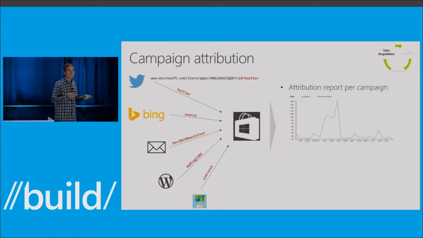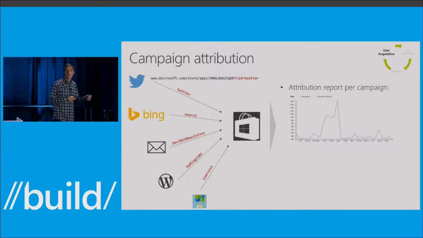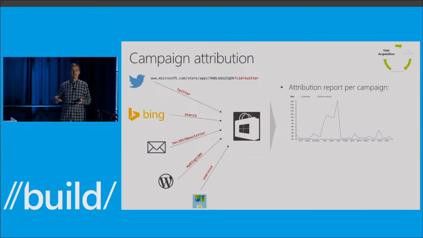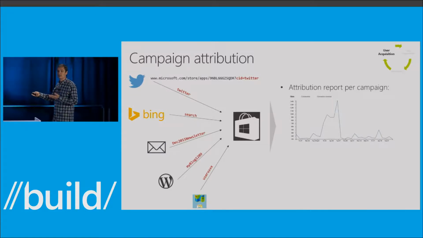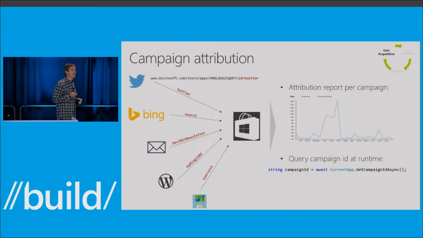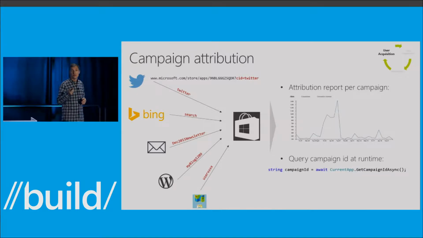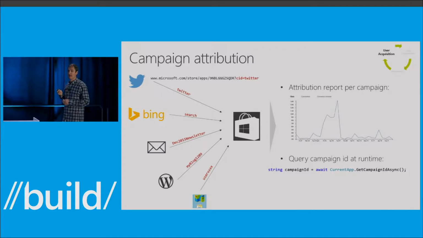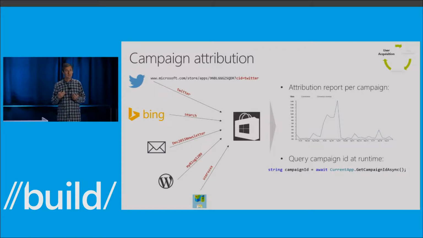By coming to the new Dev Center, you'll then be able to get a detailed attribution report that you can filter by campaign, so that you can know for each one of these what was the number of clicks and ultimately the number of installs that you got. But even better, your app will be able to query this campaign identifier at runtime so that it knows which campaign led to its own install.